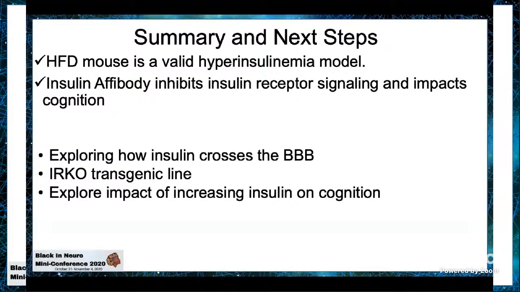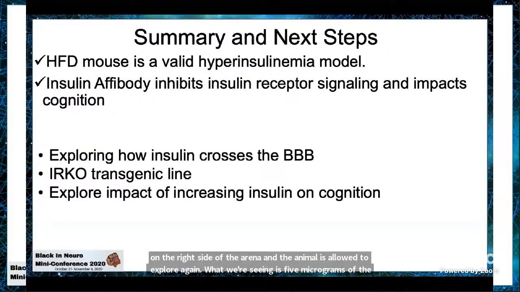In the future, we want to explore how the insulin is crossing the blood-brain barrier. We also want to determine the necessity of the insulin receptor through the use of our insulin receptor knockout transgenic mouse line, and also explore the impact of increasing brain insulin on cognition.